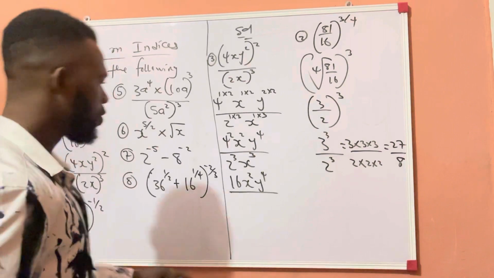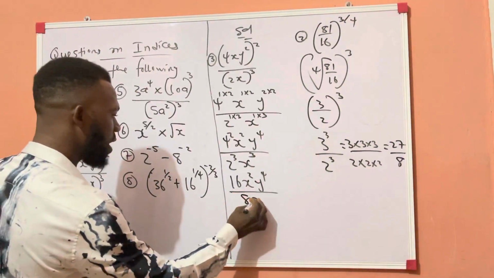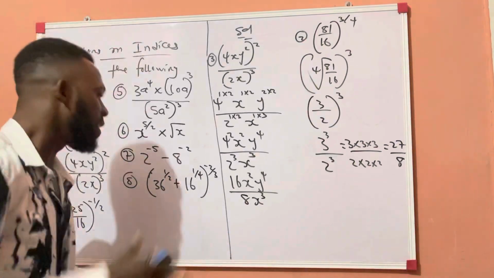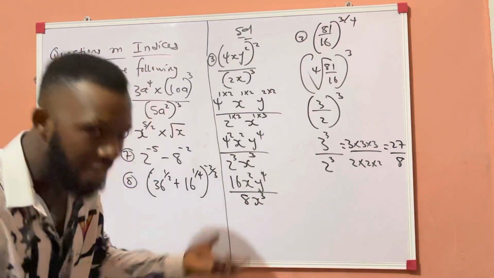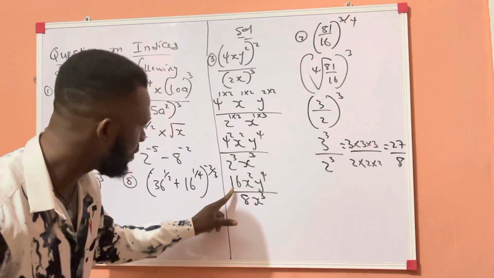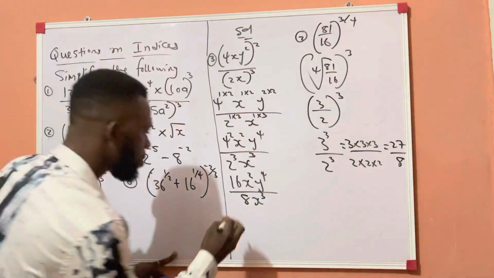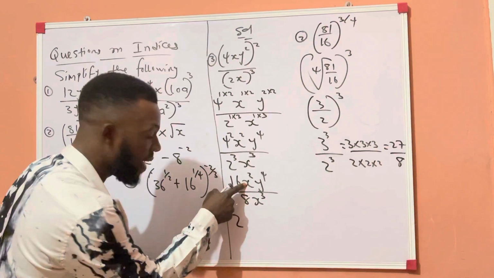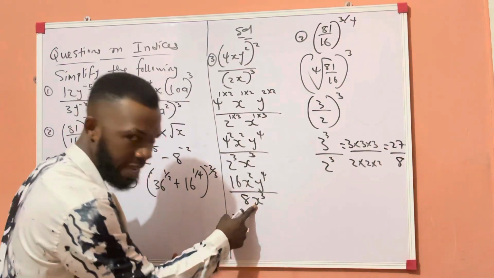And that is 8. So here becomes 8x raised to the power of 3. Now we are back to the beginning. 16 and 8 can divide each other. So 16 divided by 8 is 2. This is 2. Now, I have base x, I have base x.